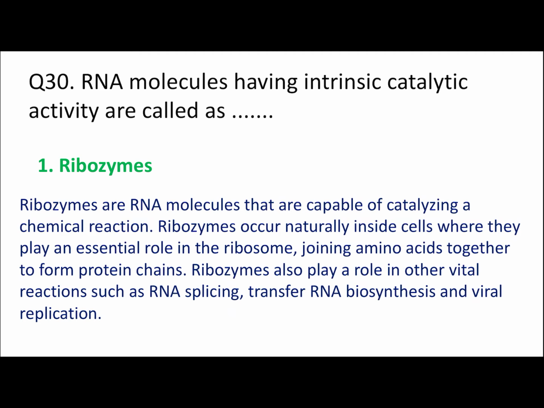Ribozymes occur naturally inside cells where they play an essential role in the ribosome, which is the site for protein synthesis, joining amino acids together to form protein chains. Ribozymes also play a role in other vital reactions such as RNA splicing, transfer RNA biosynthesis, and viral replication. This means overall they play a role in protein synthesis.